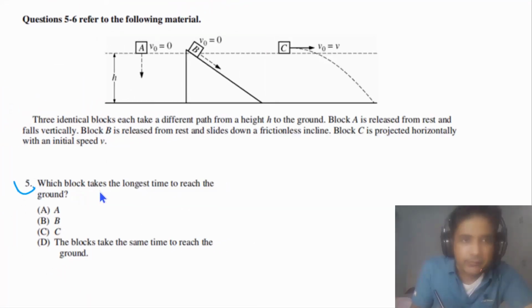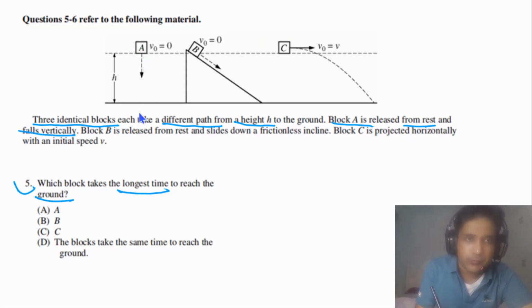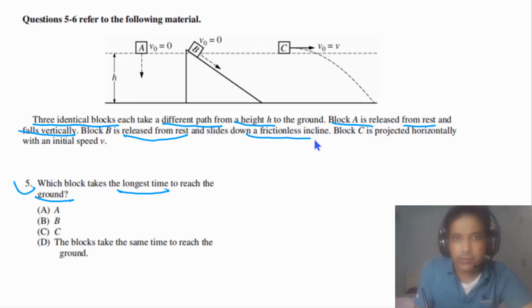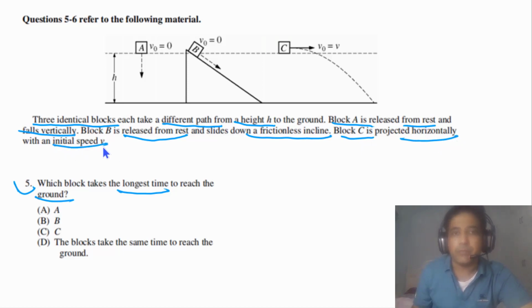For question number 5, we need to find out which block takes the longest time to reach the ground. It is given that we have 3 identical blocks, each taking a different path from a height h to reach the ground. Block A is released from rest and falls vertically. Block B is released also from rest and slides down a frictionless inclined plane. Block C is projected horizontally with an initial speed v. We need to find out which block will take the longest time.